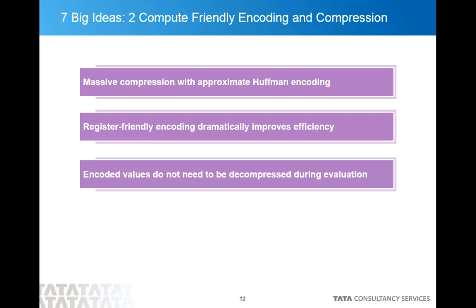Moving on to the next big idea, it's compute friendly encoding and compression. The second big idea pertains to how DB2 encodes and compresses data and the way it packs the CPU registers. We call it actionable compression, but it is also known as delayed materialization or late materialization. It uses many compression algorithms, out of which one important compression algorithm is Huffman encoding.